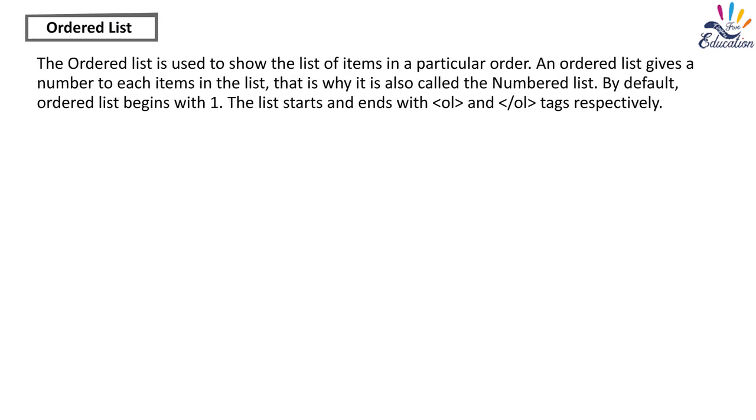Ordered list. The ordered list is used to show the list of items in a particular order. An ordered list gives a number to each item in the list. That is why it is also called the numbered list. By default, ordered list begins with 1. The list starts and ends with OL and /OL tags respectively.